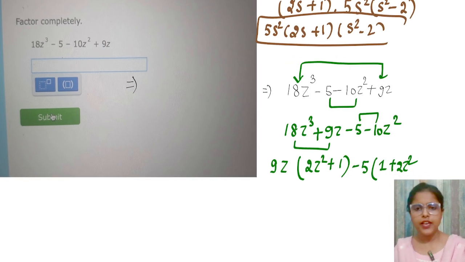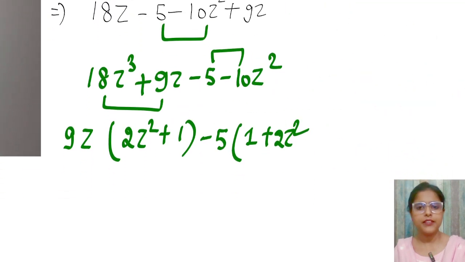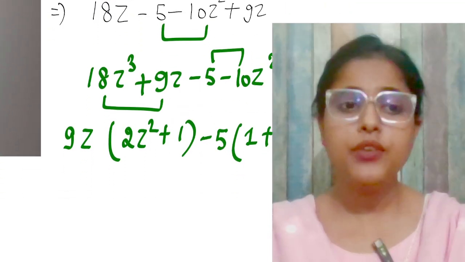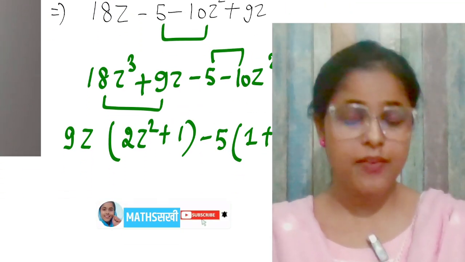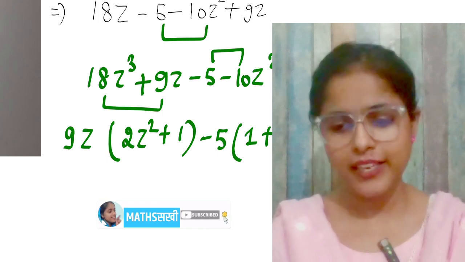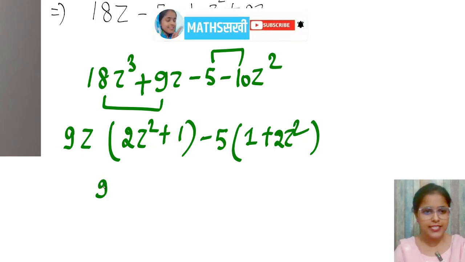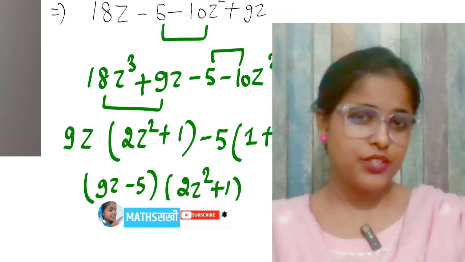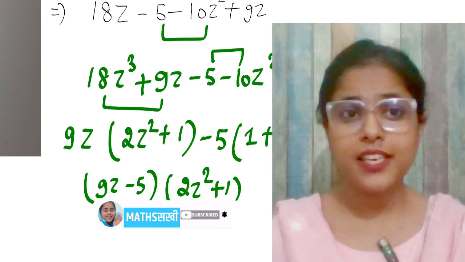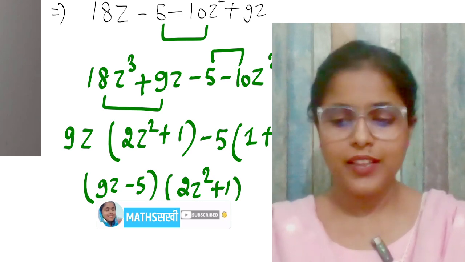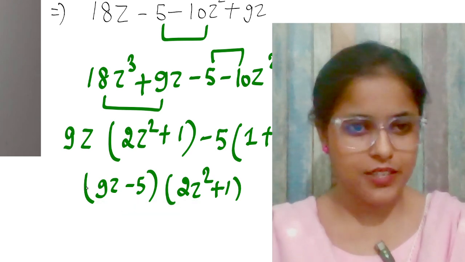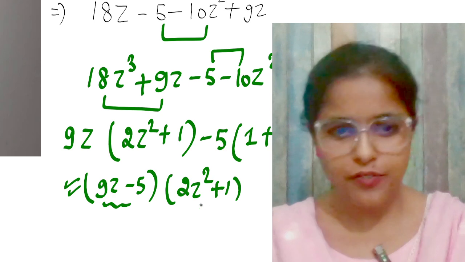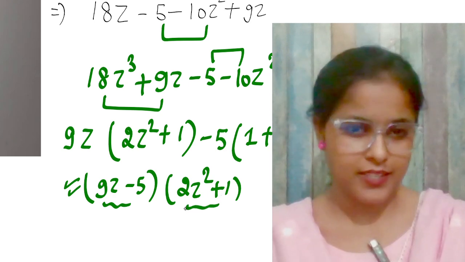See, here we now have the two parentheses exactly the same. When you have two parentheses exactly the same and you're factoring 4 terms, that means you are doing it correctly. Here 9z minus 5 and then 2z squared plus 1. Now just ask a question to yourself: is there something that you can still take common in the parentheses? Here the question is correct, but in the answer we cannot take anything common from the parentheses.